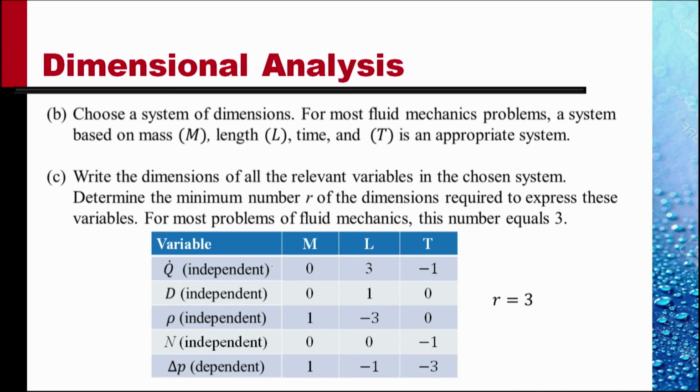So for R variables, of which delta P is dependent and the other 4 are independent, we write the dimensions of that. For Q dot, the dimensions are L cubed T to the power minus 1. For diameter, obviously, it is length. Density is M L to the minus 3. For RPM, it is minus 1 in time. And for delta P, it is M L to the minus 1 T to the minus 3.